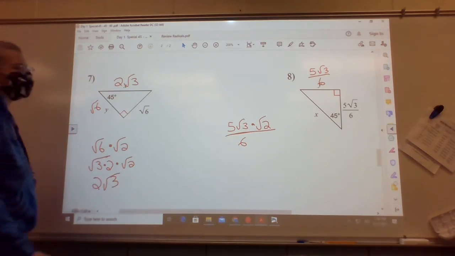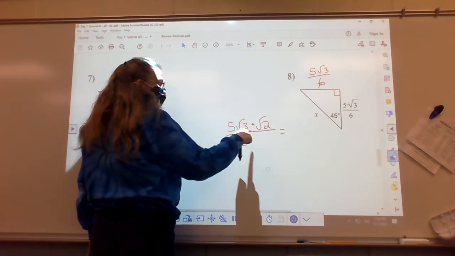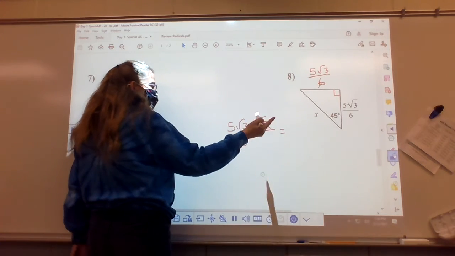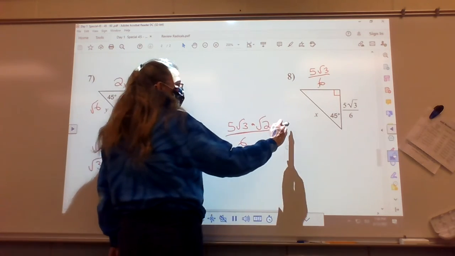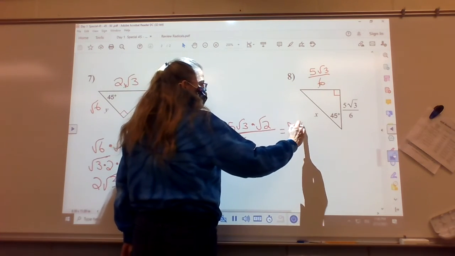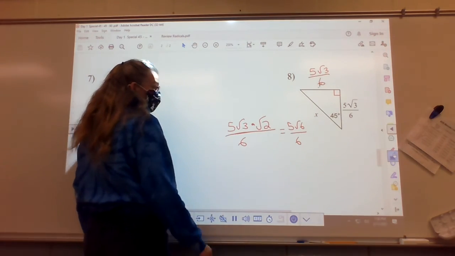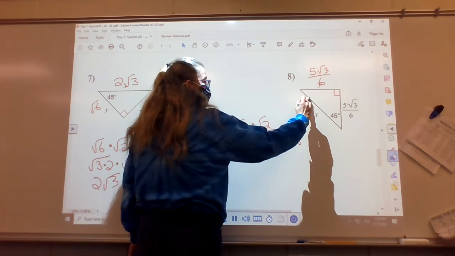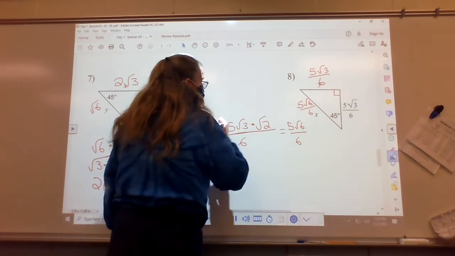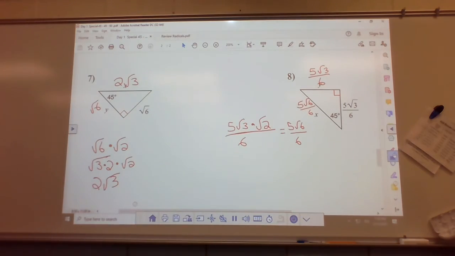Well, this one, there's not a lot I can do with it. 3 and 2, they don't factor out. They can't do anything, but I can multiply them together. So 5 radical 6 over 6, that's pretty much it. So 5 radical 6 over 6 is my hypotenuse. I didn't really simplify much, but the only thing I could do is multiply those 2 and 3.